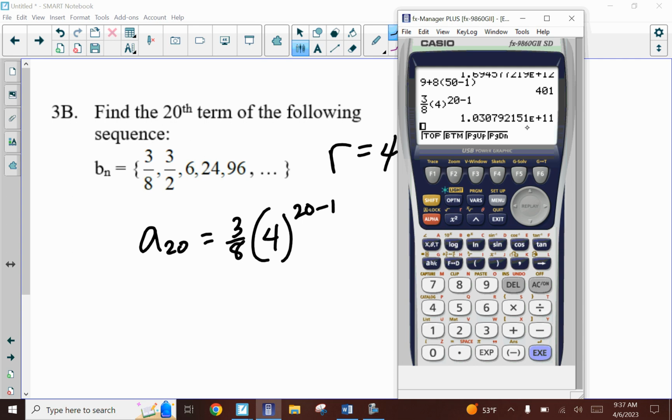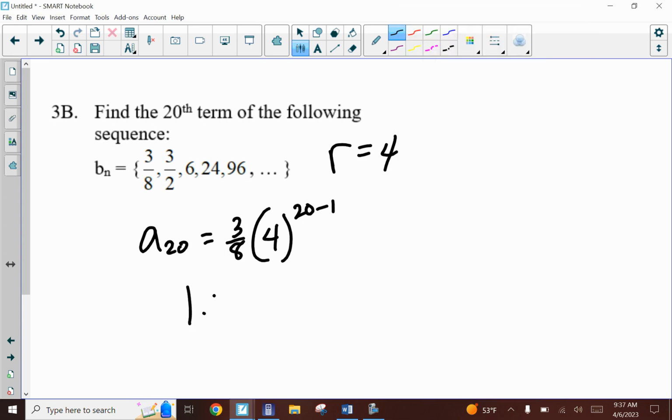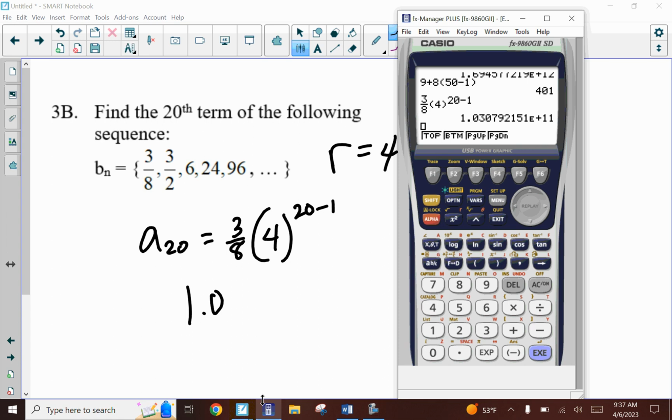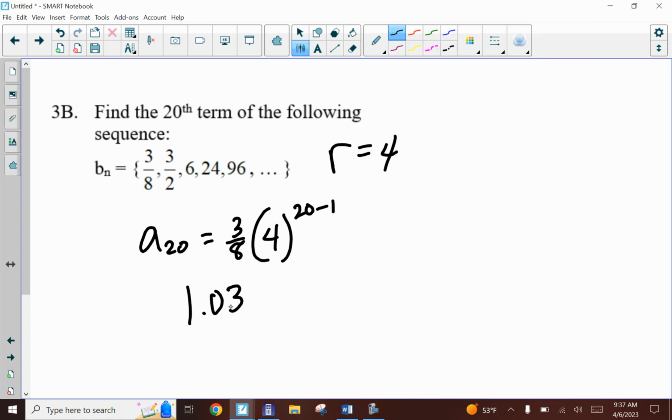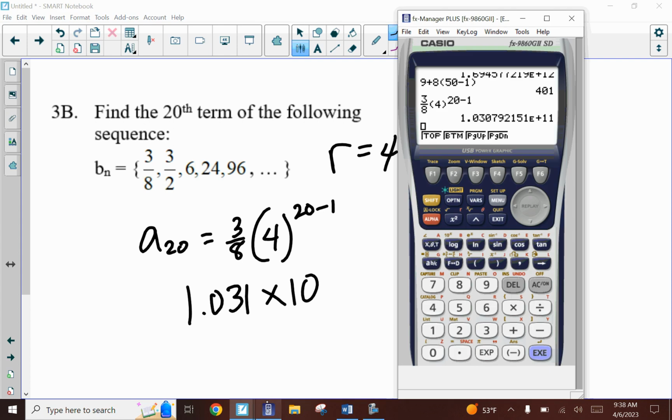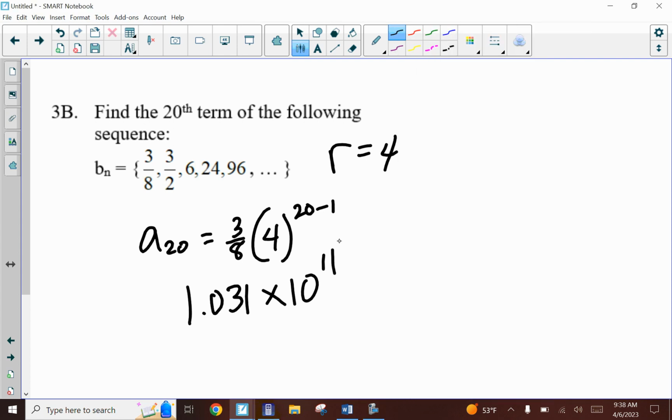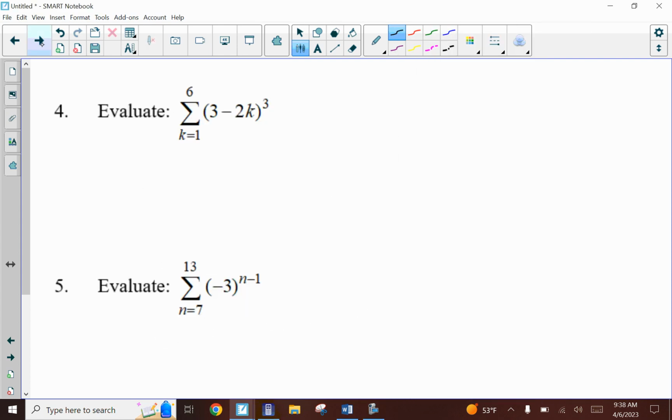And again, that gives us that e to the whatever thing. That's that scientific notation, so we're going to take 3 decimal places. It's going to be 1.031 times 10 to the 11th power. That's our answer because it's a huge number.